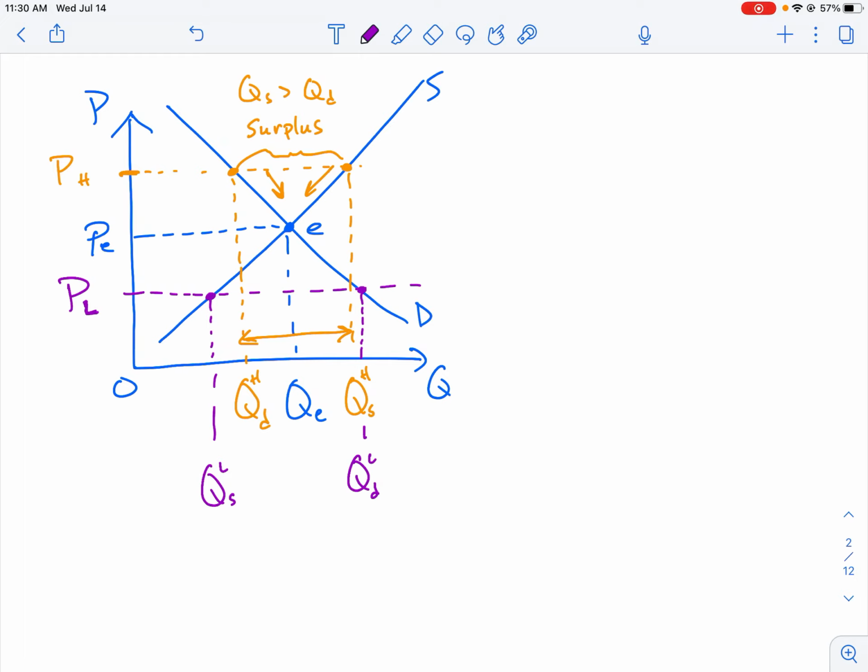And so at P sub L, there are only this many units for sale, but consumers want to buy that many units, and so there's this difference right here. And what do we call this difference? Well, when the quantity demanded is greater than the quantity supplied, we have a shortage.